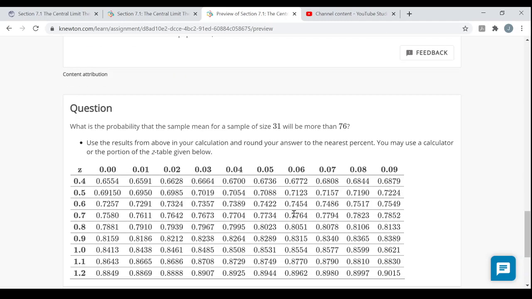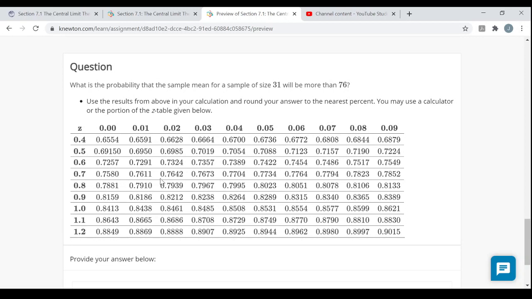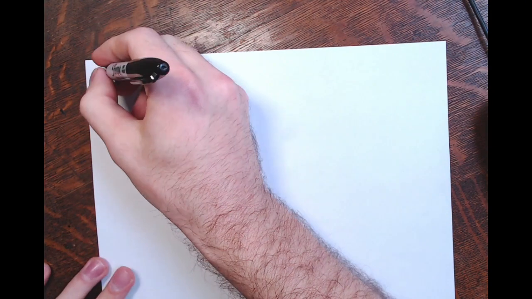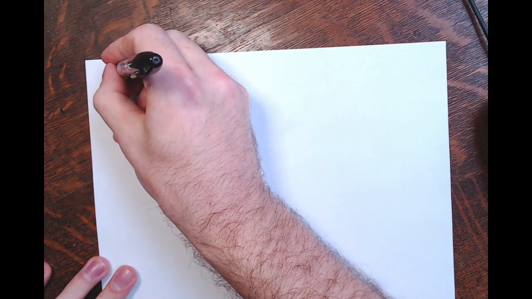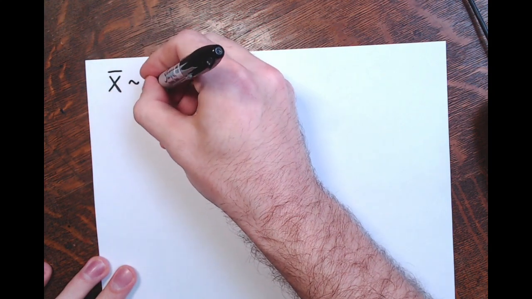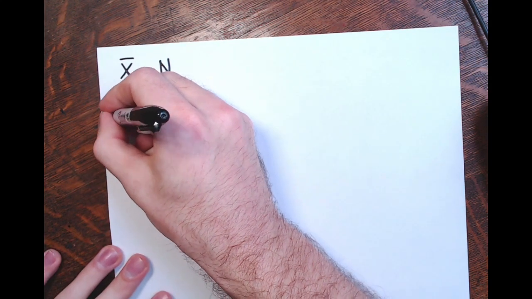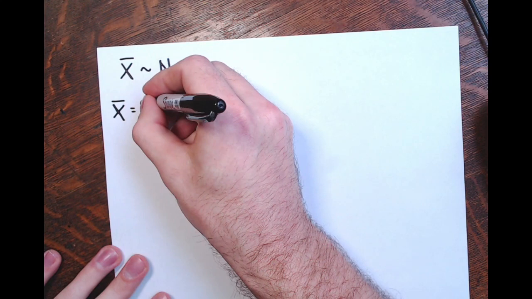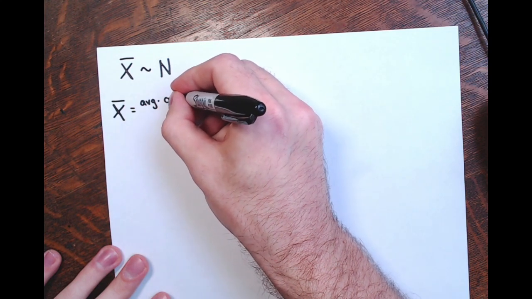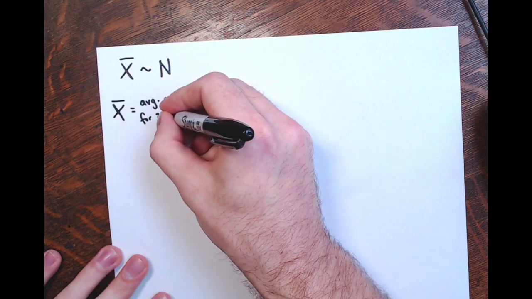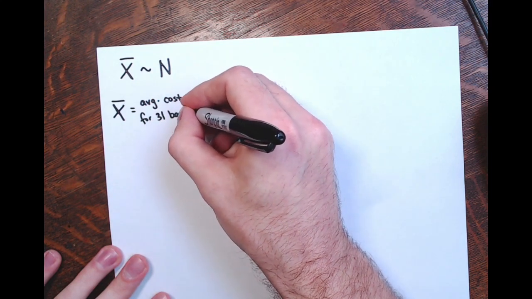And I'll draw this up, and I'll show you how we can use the table, and also you can use your calculator to make it real quick and find this probability. Now remember, probability corresponds to area under a curve. So back on my piece of paper, remember this x bar that we're talking about now. X bar is a normal distribution. X bar represents the average cost for 31 bags of potatoes, or n equals 31 here.